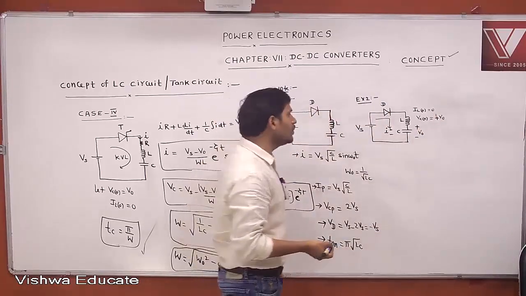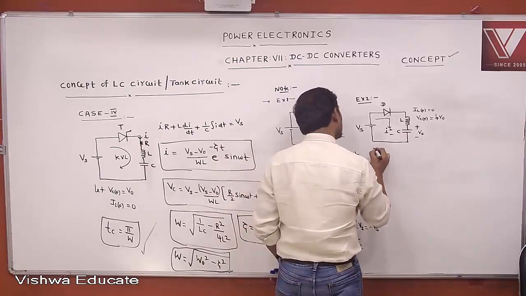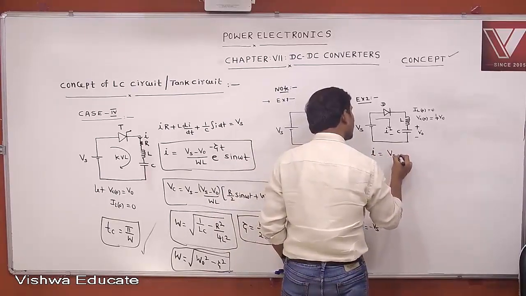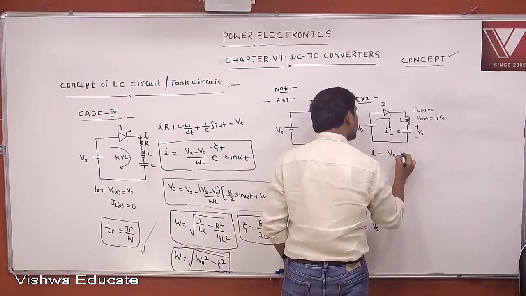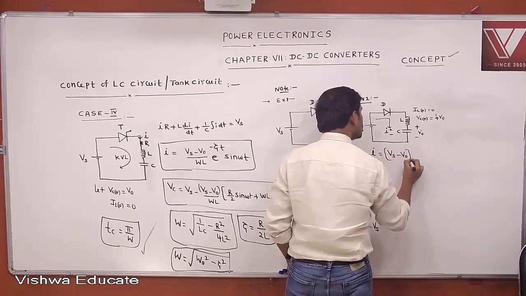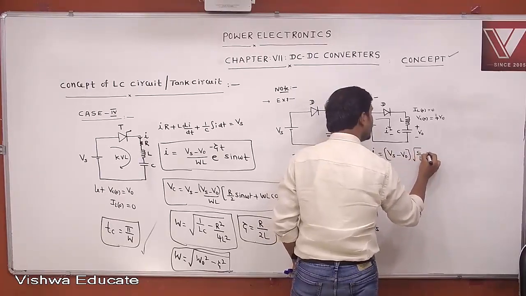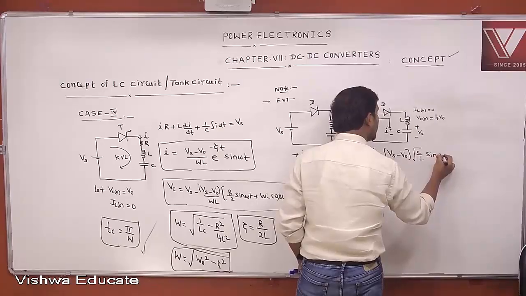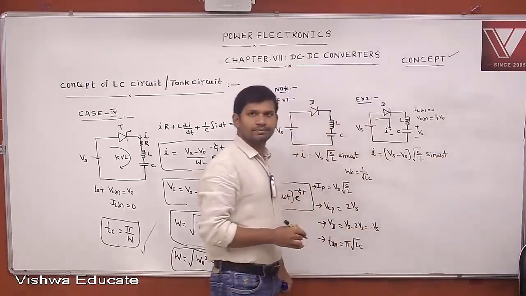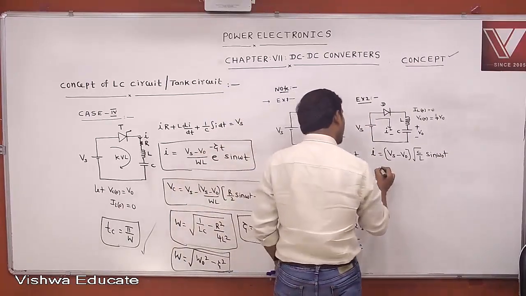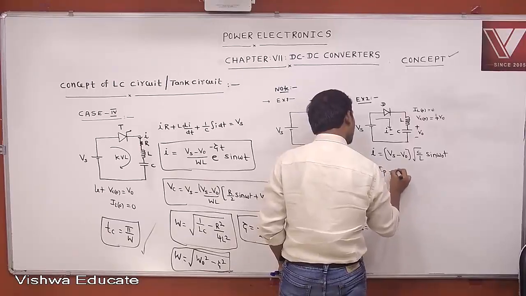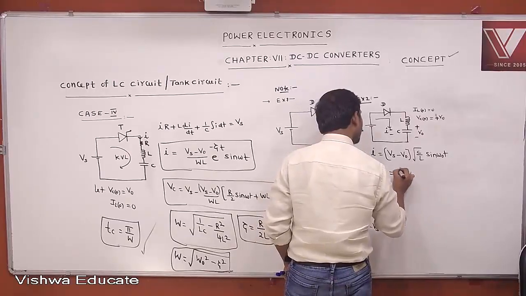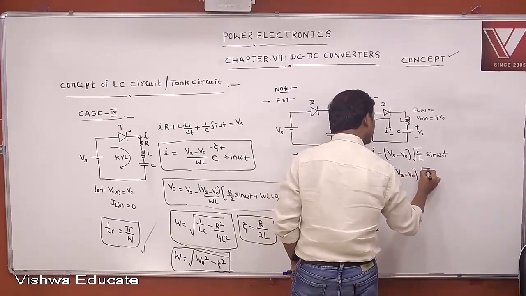If Vc of 0 is plus V0, then how to write I? Equal to Vs minus, here plus is given, so you take minus: Vs minus V0 into square root of C by L into sin omega naught t. How to get this one? That is already given. Then what is the peak current in this case? Peak current equals Vs minus V0 into square root of C by L.